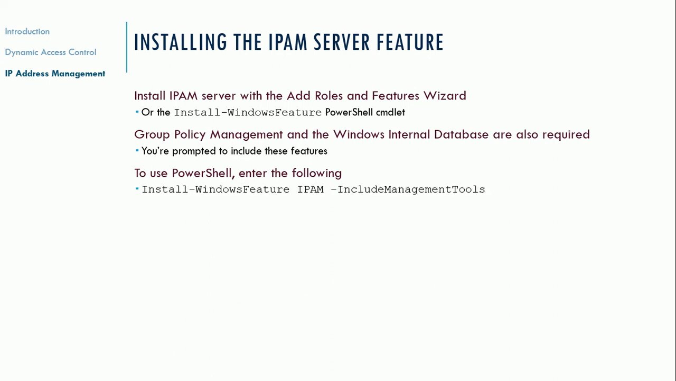So to use PowerShell, you would enter this command to install IPAM. It would be Install-WindowsFeature IPAM -IncludeManagementTools. That way you also have the management tools. So this would set up the IPAM server.